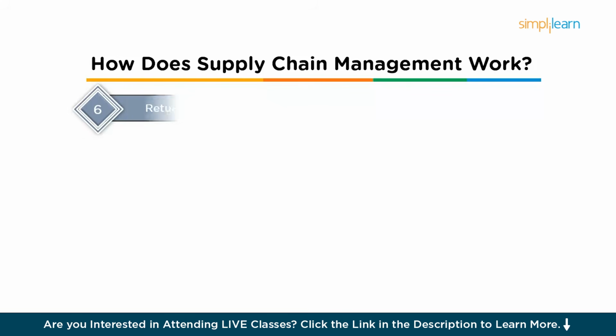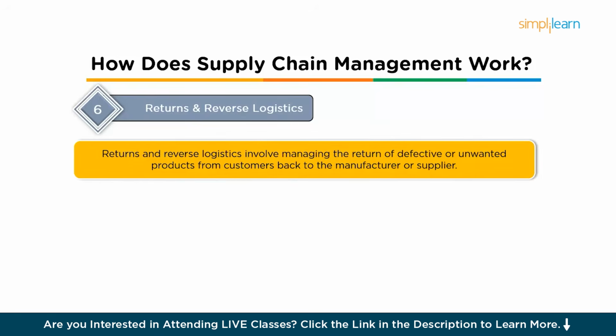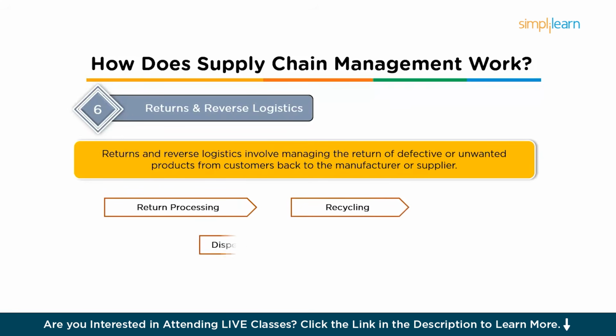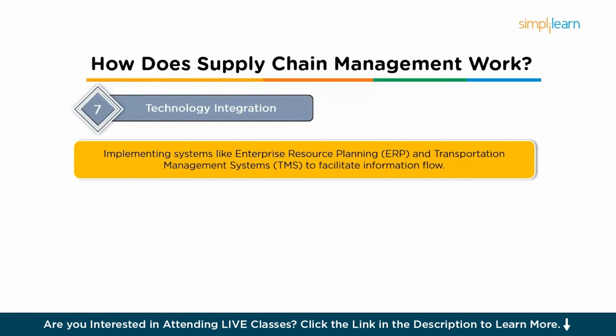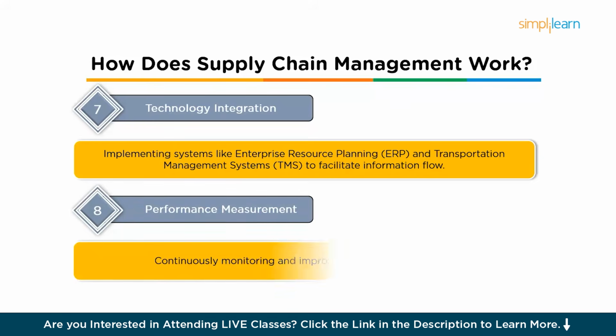Then comes returns and reverse logistics. Returns and reverse logistics involve managing the return of defective or unwanted products from the customer back to the manufacturer or supplier. This process includes handling returns, refurbishing products, and recycling. Key activities are return processing, refurbishing and recycling, disposal management, and customer support. Then comes technology integration. Implementing systems like enterprise resource planning, ERP, and transportation management system, TMS, to facilitate information flow. Then comes performance measurement, continuously monitoring and improving supply chain metrics.